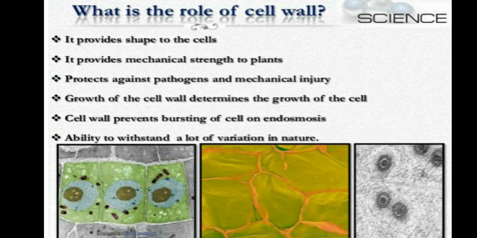So what are the functions of the cell wall? It provides shape to the cell and maintains the shape of the cell. It protects the cell from the entry of microbes and any type of mechanical injury. It absorbs shock and protects the plant from mechanical injury. It provides mechanical strength to the plant.